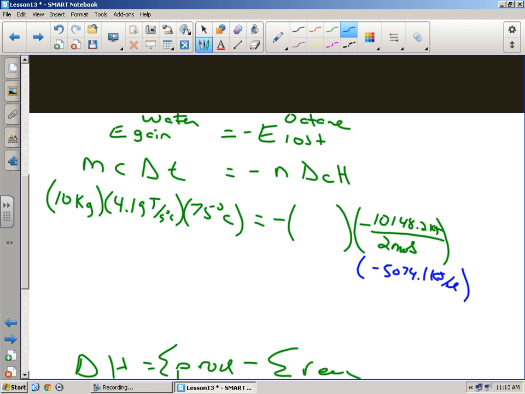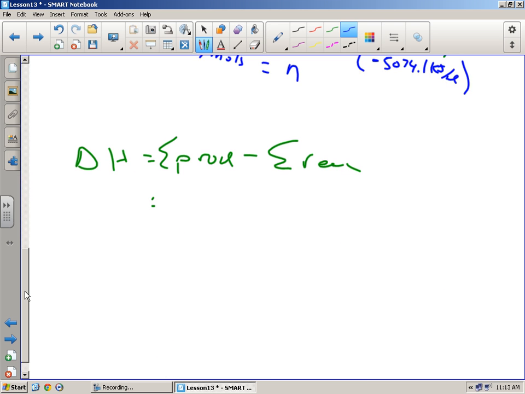Well, let's see. You got the mass, C, delta T. You got delta H now from enthalpy change. I could figure out n. Okay. So we take 10 times 4.19 times 75 divided by our 5,074.1. Oops. And once again, by the way, the negative here cancels. So n works out to be 0.619, which is probably a good thing that they cancel, because otherwise we'd end up with negative 0.619 moles, and that's probably pretty much impossible. Can't have negative moles.